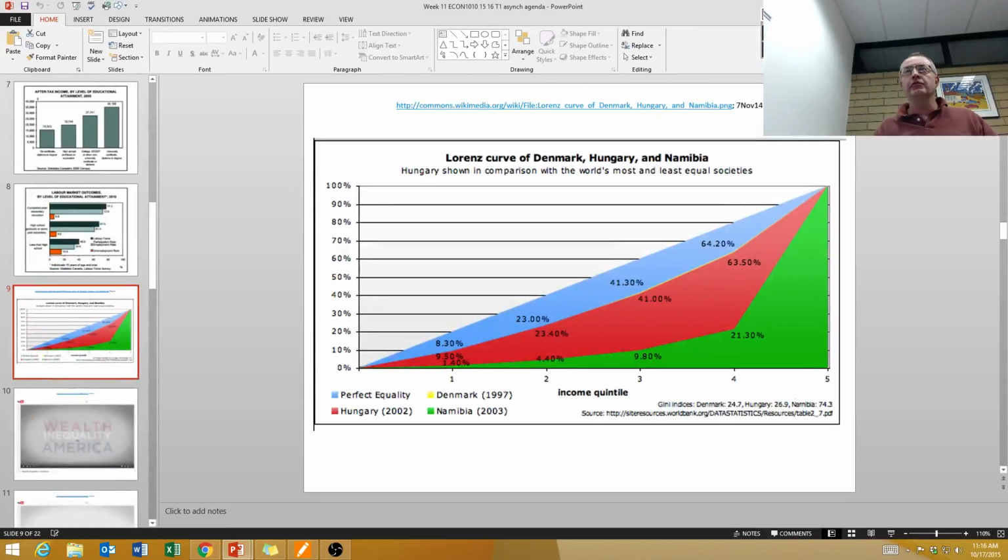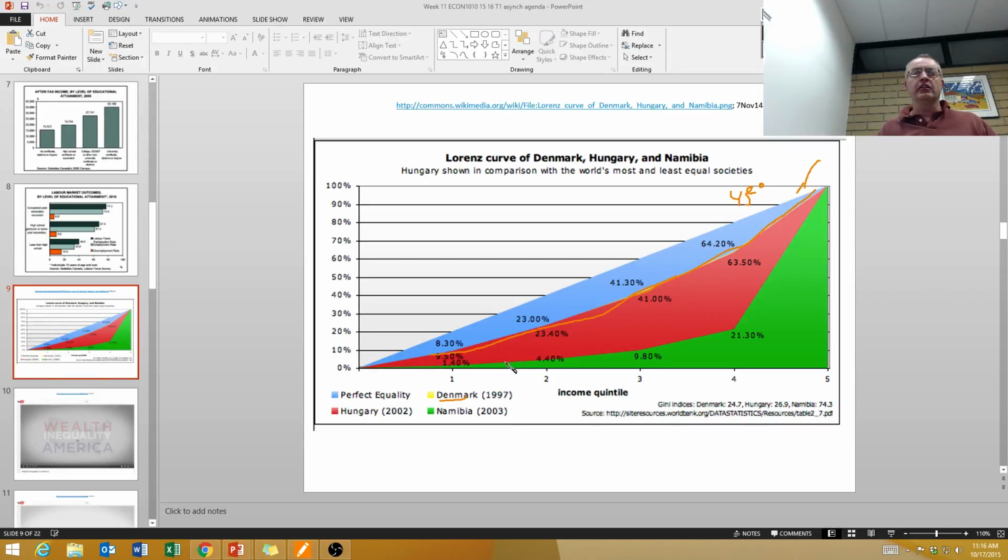Okay, so we have the Lorenz curve for three countries. We have Denmark, which is yellow. Denmark's hard to see. Denmark is this little yellow line right between the red and the blue. Anyways, here's our perfect income distribution line. Here's this 45-degree line. Doesn't look like 45 degrees, but it is. The chart's just stretched out. So that's the blue line. Then we have Denmark in 1997. It's right on the edge between the yellow and the blue and the red.